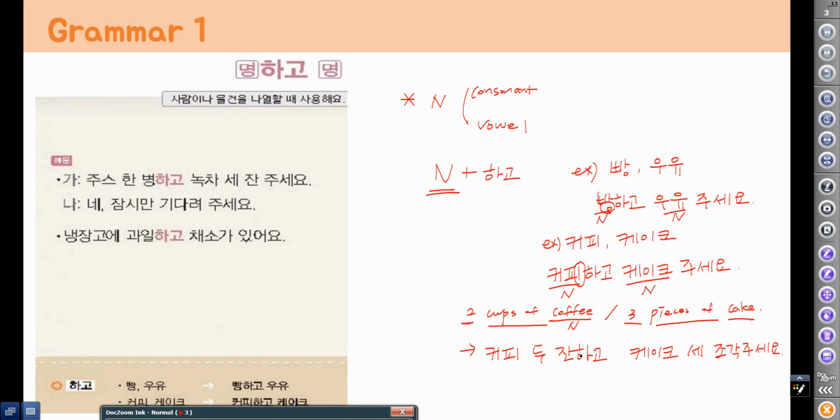In speaking it doesn't matter, but in writing make sure that there's no space between the counter and 하고. Okay, 2잔하고. So noun, space, number, space, after 하고 space, 케이크, space, number, space, 조각, and space 주세요. Remember this. This is important in writing.